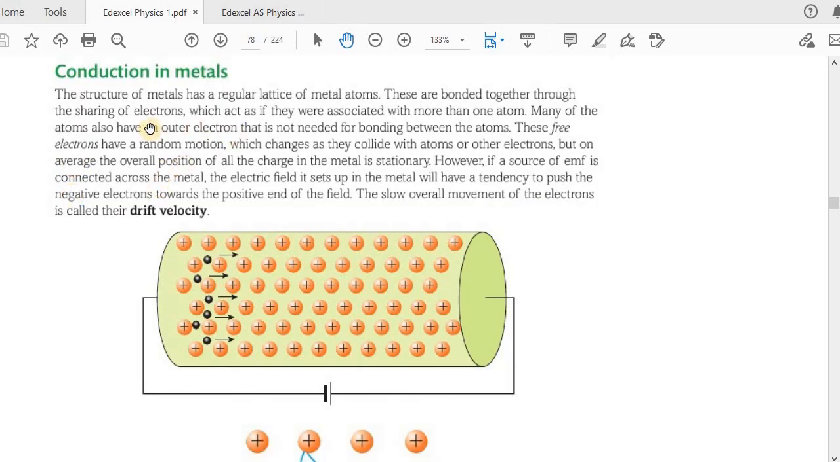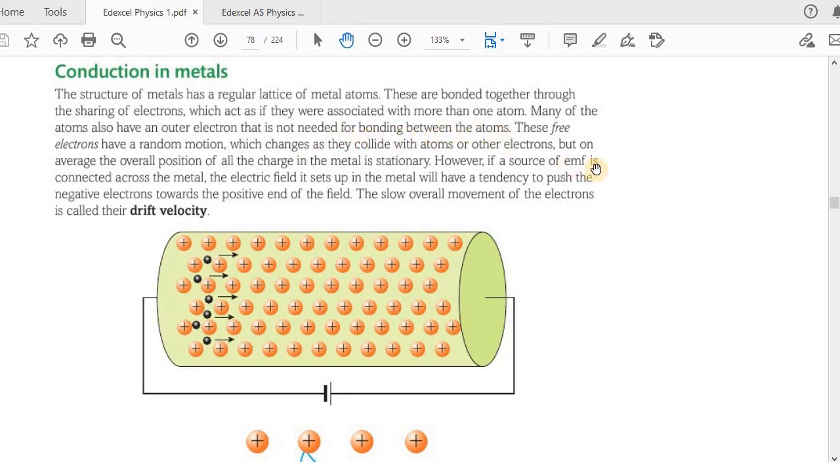Conduction in metals. The structure of metals has a regular lattice of metal atoms. You would have learnt about this when you learned the metallic bond in chemistry. So here we will see something about it again. These are bonded together through the sharing of electrons, which act as if they were associated with more than one atom. Many of the atoms also have an outer electron that is not needed for bonding between the atoms.